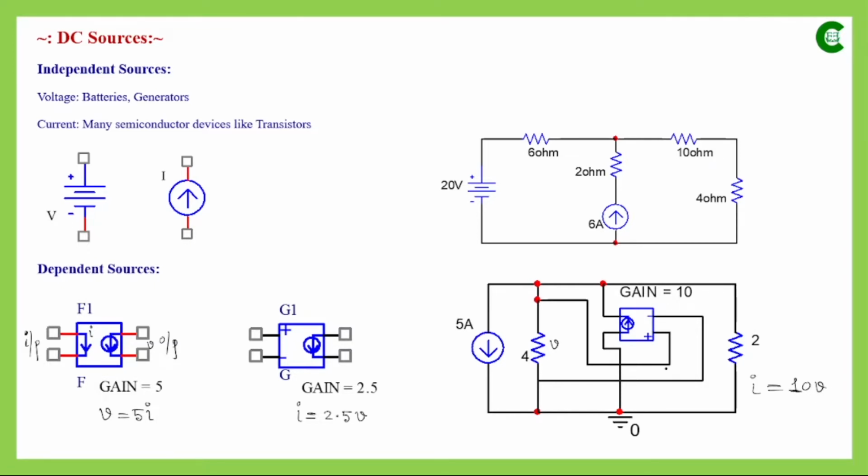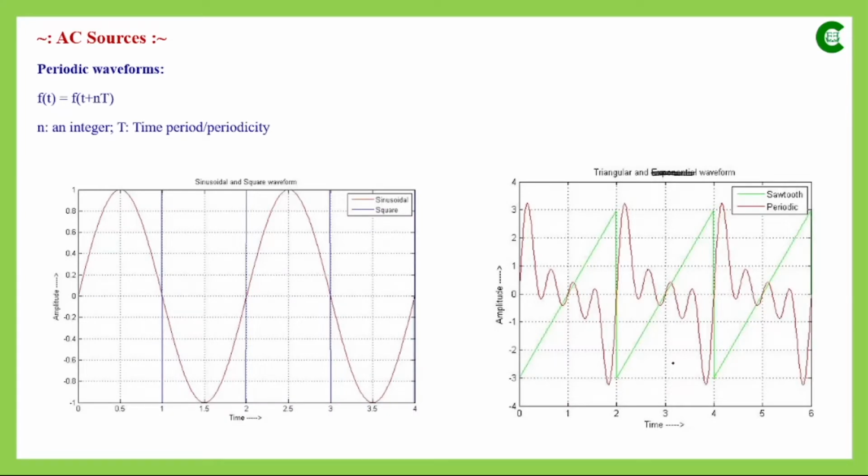Now next we will see the AC sources. AC here stands for alternating current. By alternating current, what we understand is that the current will not be fixed or have a constant value. Rather, the current will change with time. It will be varying in nature, and it also has an alternating nature.